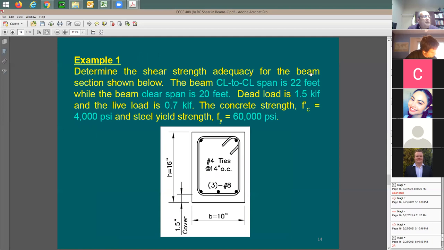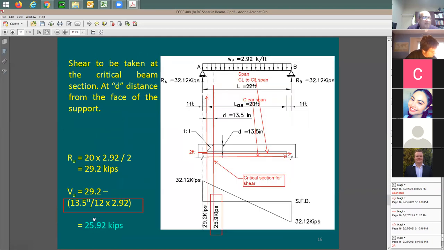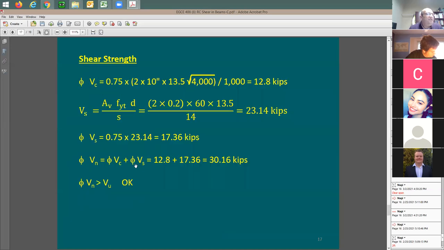Okay. Now we have the demand. We're able to find out the demand, right? Now let's find out the strength of the concrete beam. I know depth here is 13 and a half inch. We have done this before. So let me find here the concrete strength. Concrete strength is going to be PVC, right? Don't forget the entire strength of the beam is called PVS plus PVC, both of them multiplied by phi. So PVC, which means the concrete strength, is 0.75, the phi factor, times 2, times the width, times the depth, square root of F prime C, at the end divided by 1,000, the whole thing.